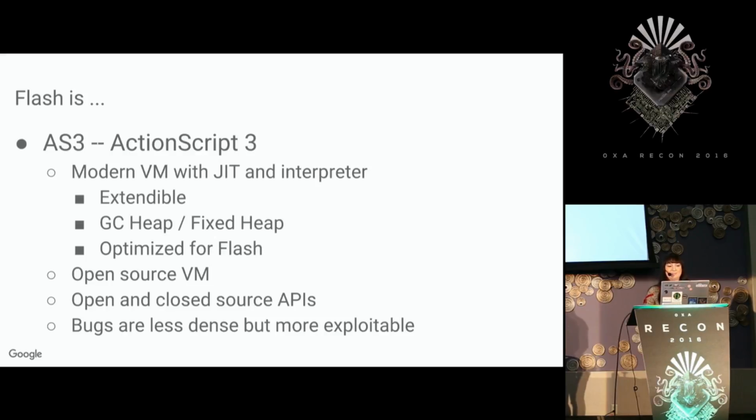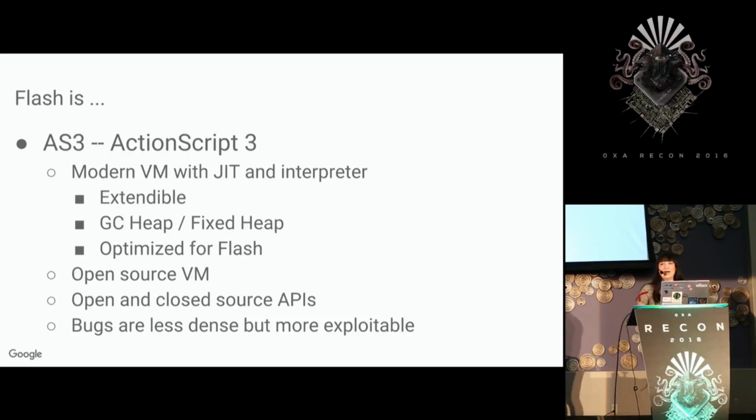It has two heaps, a garbage collected heap, which I would describe as non-strict, non-exact. It's not very aggressive, but it does eventually free everything. There's also a fixed heap, and this is used for certain fixed data types like bitmaps, where you want to actually manually allocate and free the memory. It's optimized for Flash, but you can use it for whatever you want. In fact, both of these components are open source.